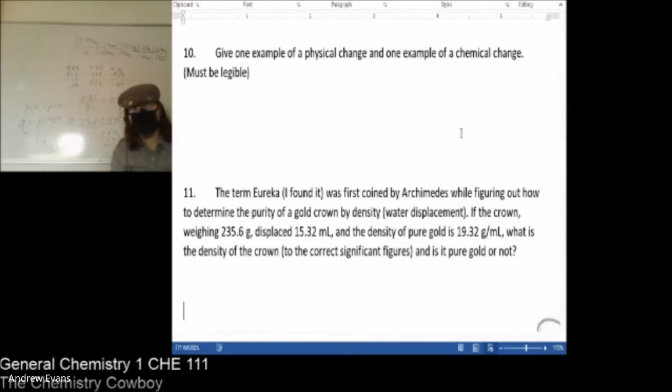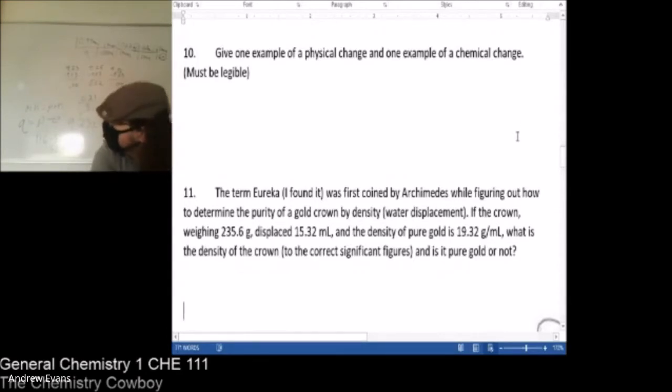If I crush a boulder, I can't uncrush it, but the boulder is whatever rock it's made up of. I'm not changing the property of the rock. I'm just splitting it into smaller and smaller subdivisions of the same atoms. A chemical change is more of a permanent one, like burning something, allowing something to rust, allowing something to react in one way or another, and breaking chemical bonds down.